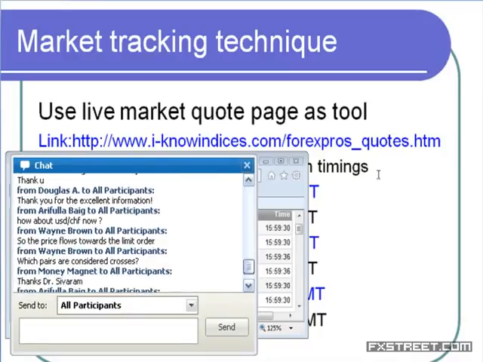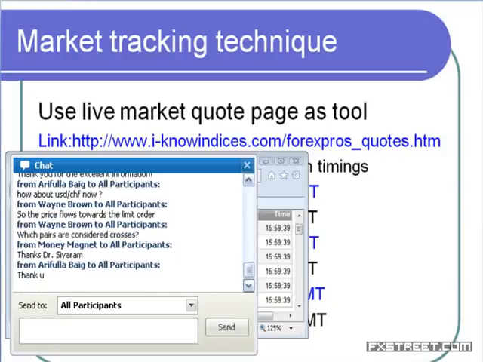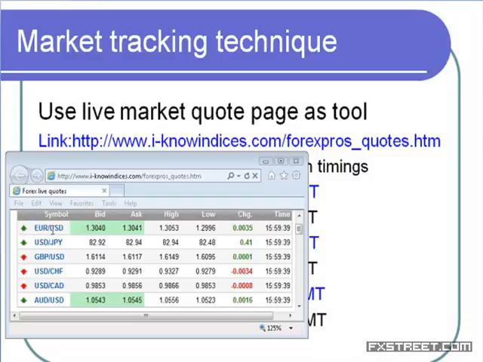Which pairs are considered crosses? Okay, see, there is a distinct difference between the names majors and crosses. The prime majors, namely Euro, GBP, CHF and yen, are trading against the US dollar, the universal currency. That is why they are called majors. And USD CAD and Australian dollar are expected to make moves in tandem with commodity exports and imports. That is why they are called commodity pairs.